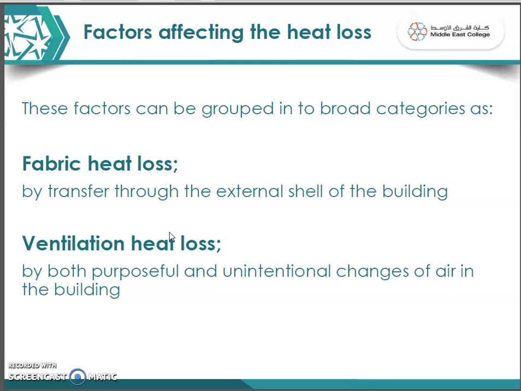The heat transfer might be restricted, but there might be some gaps between the doors and windows or roof or floor. Through these gaps sometimes outside temperature enters inside and inside temperature goes outside. These are generally called heat loss and heat gain. Fabric heat loss is the transfer through the external shell of the building. Ventilation heat loss is by purposeful or unintentional changes of air in the building.